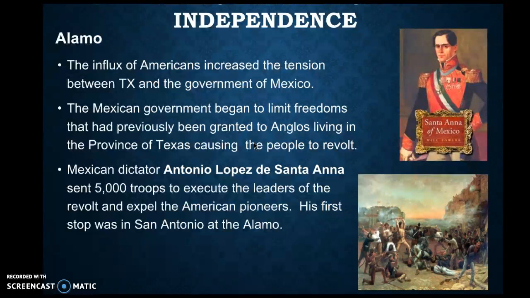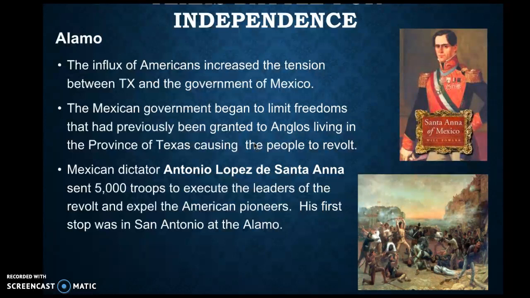The Alamo is under the control of William Travis and Davy Crockett. You should know those names, or they should be familiar to you. There's only about 183 men in the Alamo. By the way, we are in the year 1836. Important for you to write that down because I'm going to have a timeline. You know how I love my timelines.